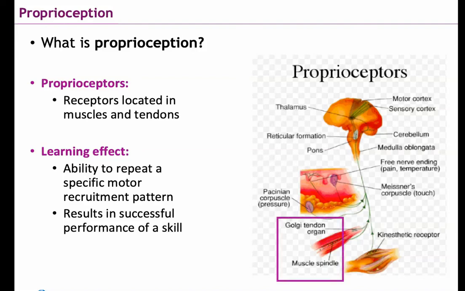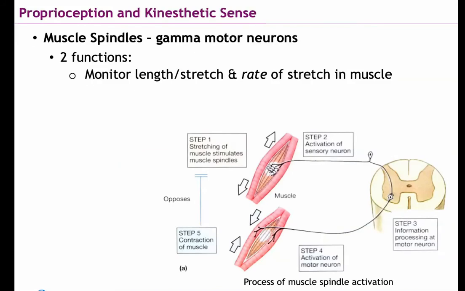We are going to talk now about muscle spindles. Muscle spindles are a gamma motor neuron, and we'll talk about differences between different types of neurons. We've got gamma motor neurons, we have alpha motor neurons, so we'll learn about the difference between those. But let's talk just about what the spindle does. It has two functions. It's going to monitor length and stretch of a muscle and rate of stretch. That's what it's monitoring. And then it will initiate a contraction when the muscle is stretched.